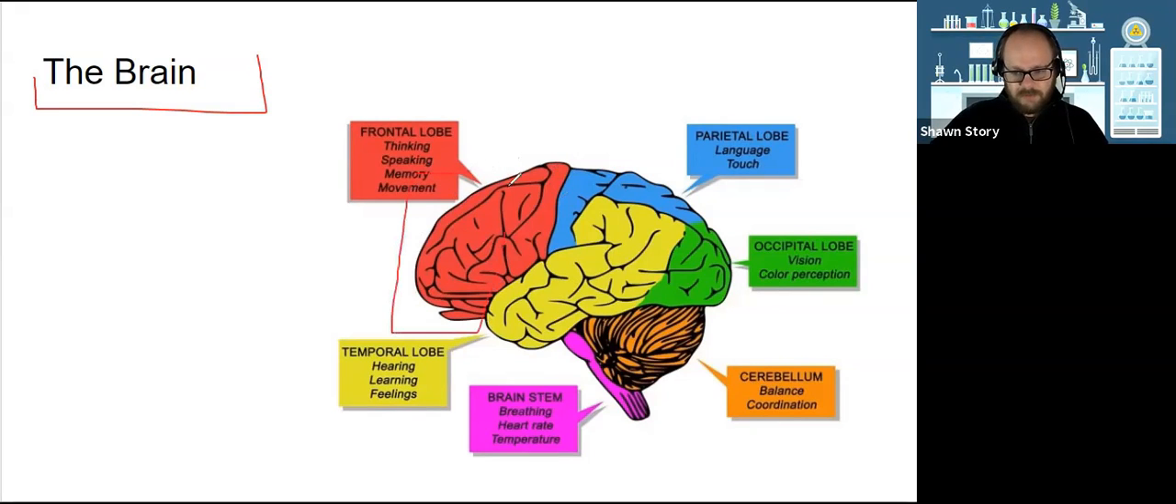We have our frontal lobe, and that's kind of the logic center of our brain, right? It makes all of our decisions. It is that thinking and memory, that really thinking part of it. It is here, the front part of our brain. The back part of our brain is our occipital lobe, which is all about our vision, which is really interesting because where are your eyes?